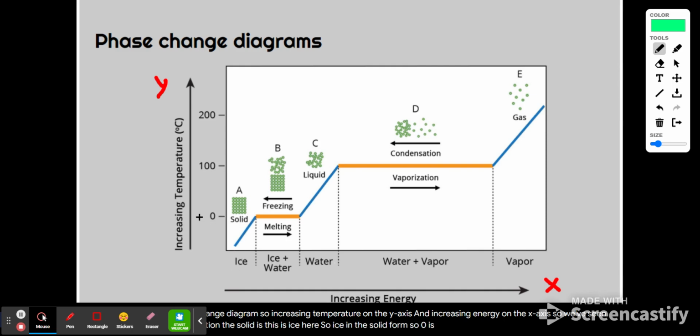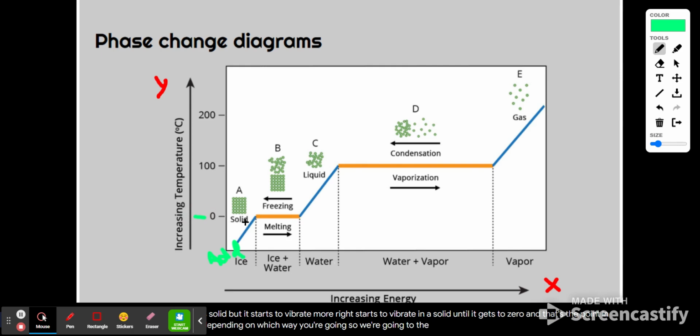So 0 is the melting or freezing point, depending on which way you're going. If we're going from left to right, we're increasing the energy, so we're adding heat. So the solid stays solid, but it starts to vibrate more, right? It starts to vibrate in the solid until it gets to 0. And that's the point at which it starts to melt or freeze, depending on which way we're going.